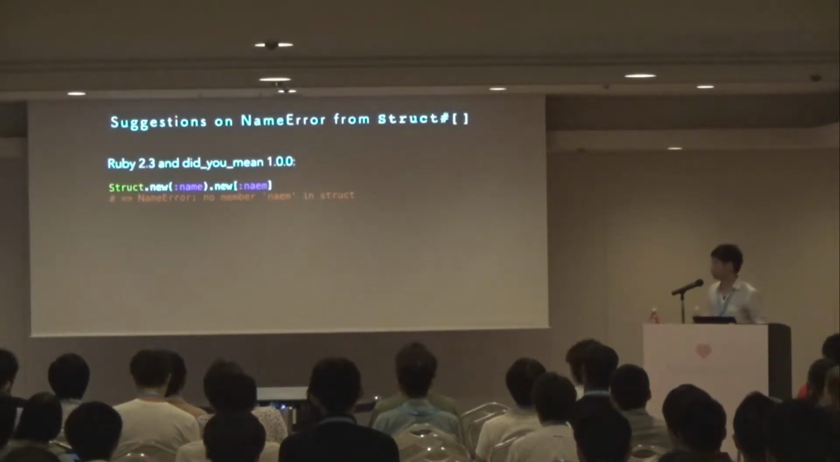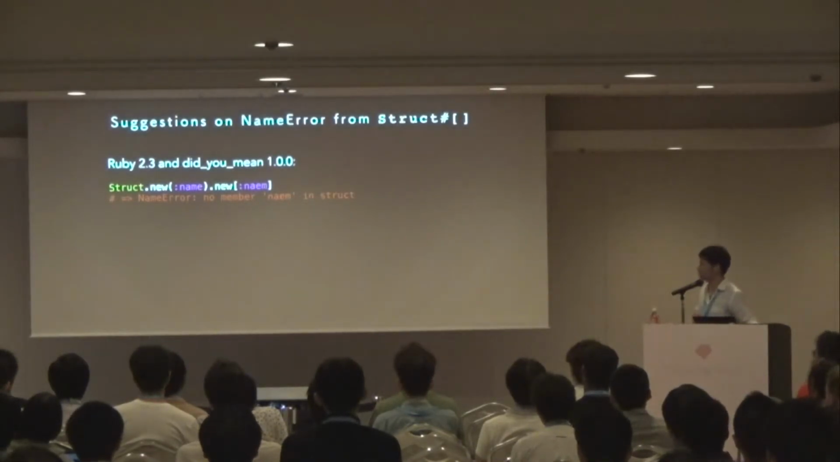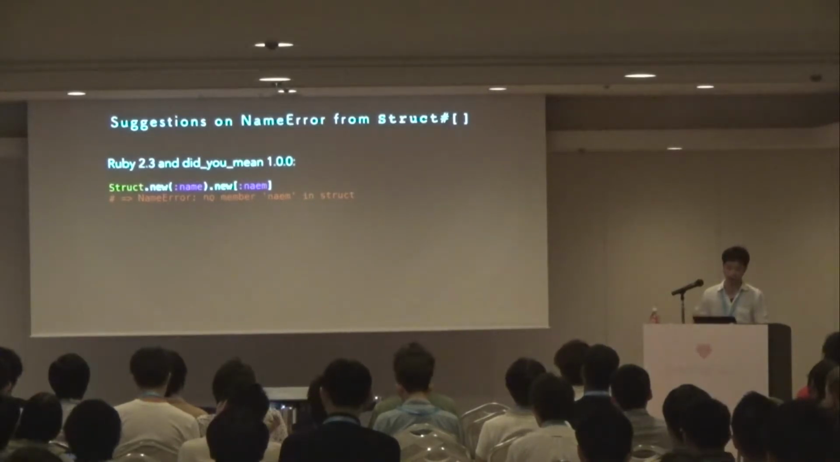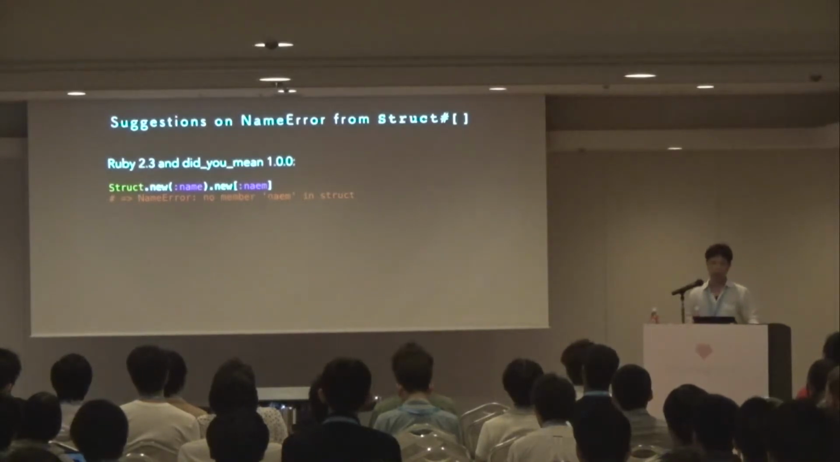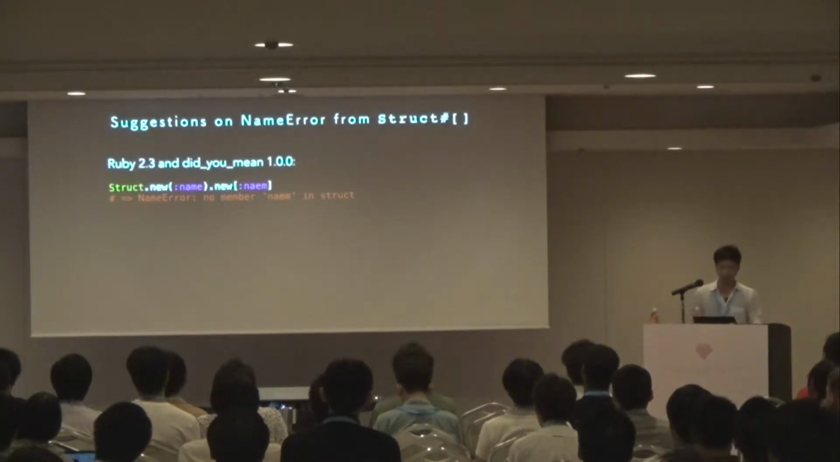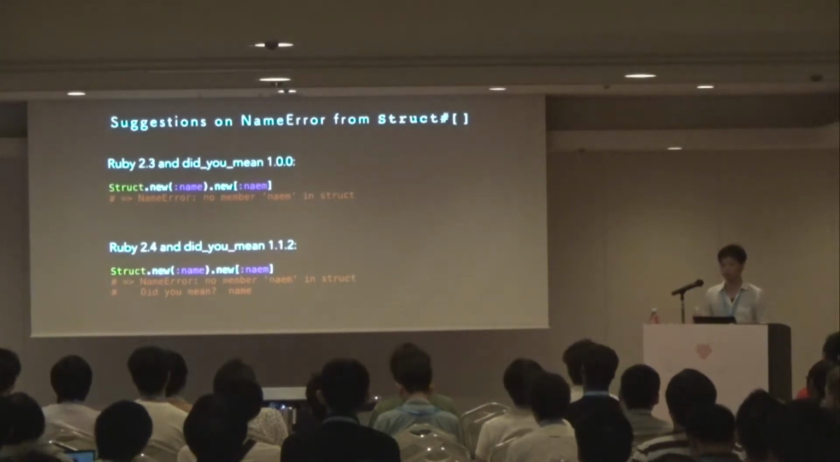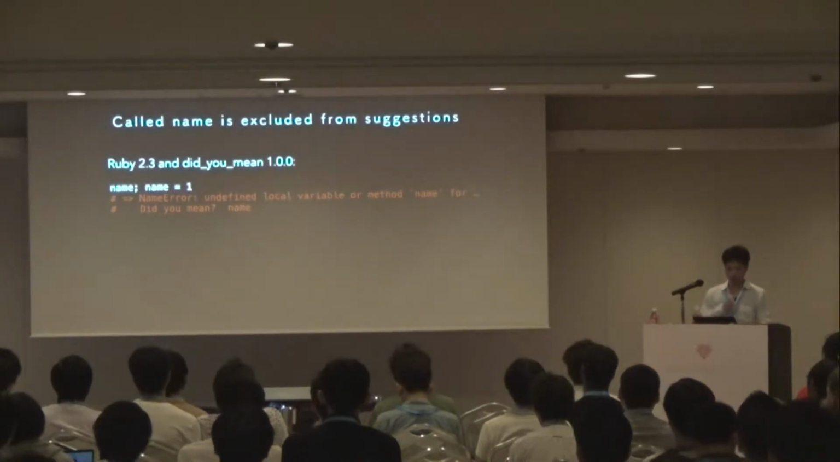Okay, new features. This is really exciting. If you are using a Struct object, you can call a method by key, like a hash, so that it's going to actually call a method internally. What you actually get is not nil, but it raises an exception, which is NameError. It used to show nothing, but if you use the latest one, it's going to actually suggest the correct method name.